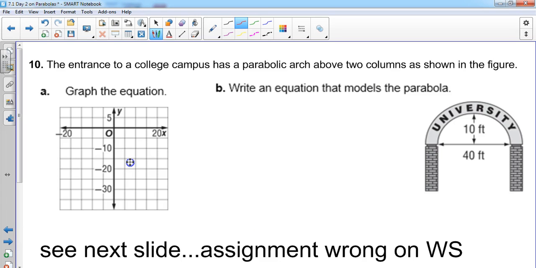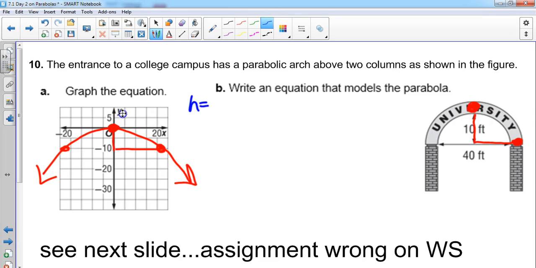All right, one more application because you have several on your homework. This says the entrance to this college has a parabolic arch. And this is what you know about it. It says write an equation. Well, I'm going to put a great big dot here and call that vertex 0, 0. What is another point it goes through if this is what it looks like? Down 10 and over how far? 20. So down 10 and over 20 is right here. That's a good enough graph for me. Write an equation. Well, what do you know right now?